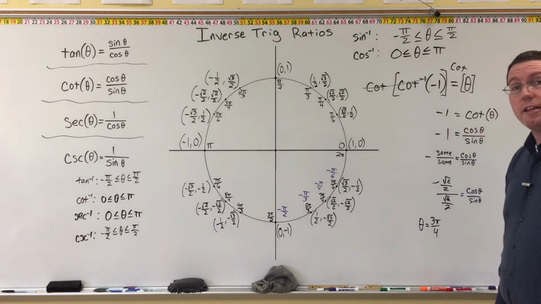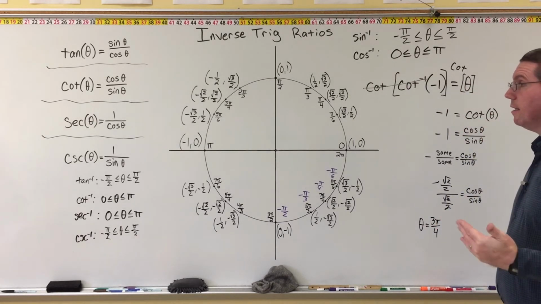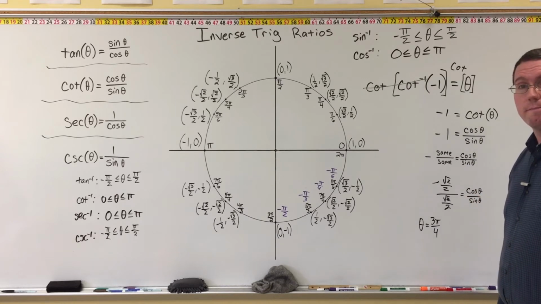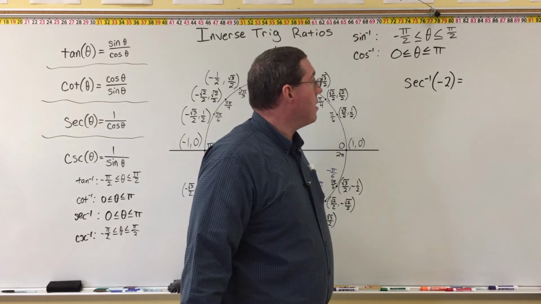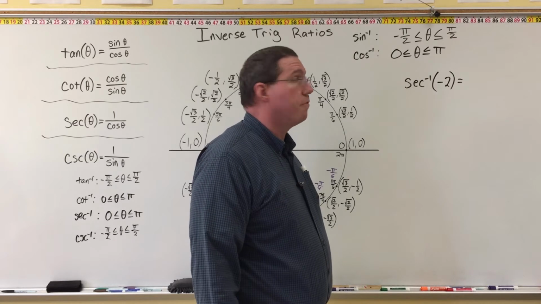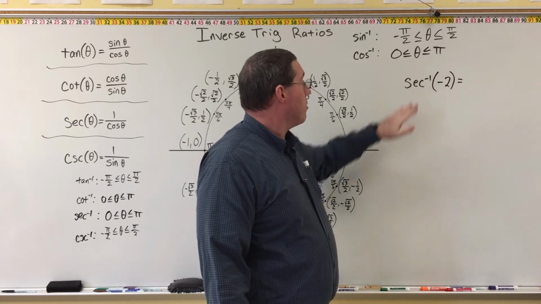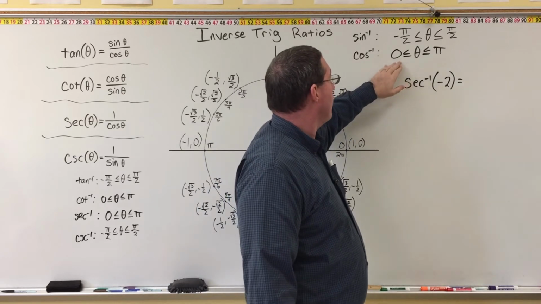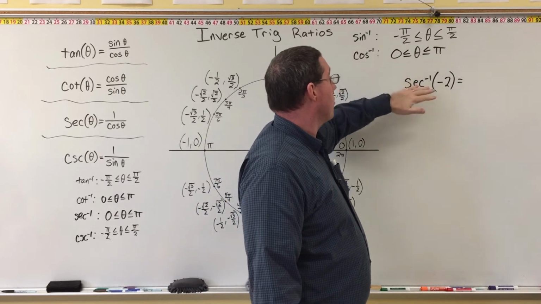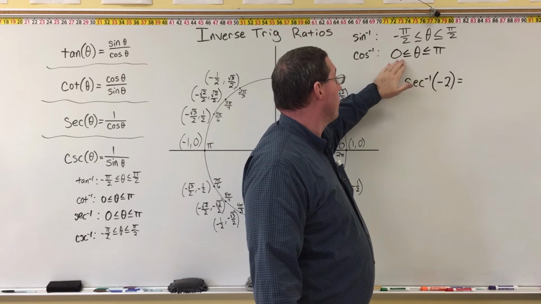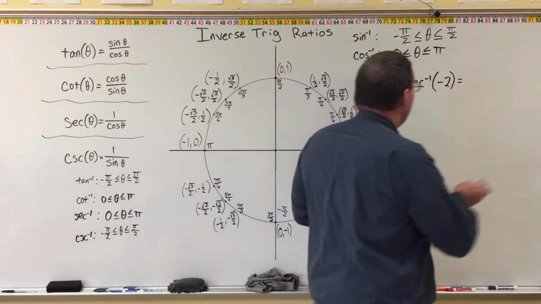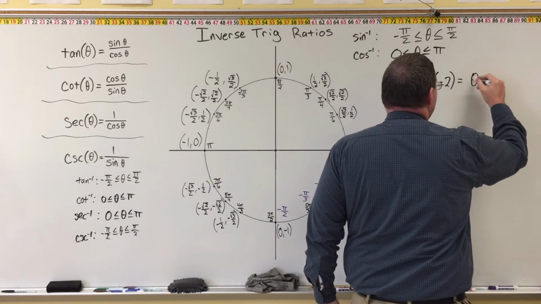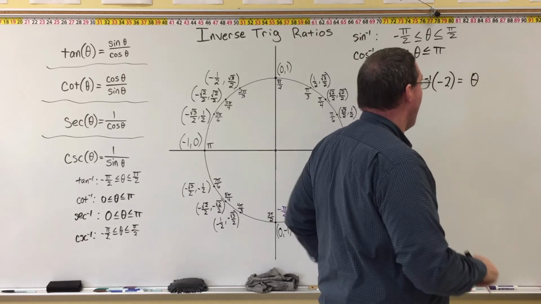Okay? All right, I think now we should try a secant and then a cosecant. So let's say we have secant inverse of negative 2. Now, because it's secant, we know it's related to cosine. Therefore, the theta angle is going to be on the interval from 0 to pi. So we're going to put in theta angle.